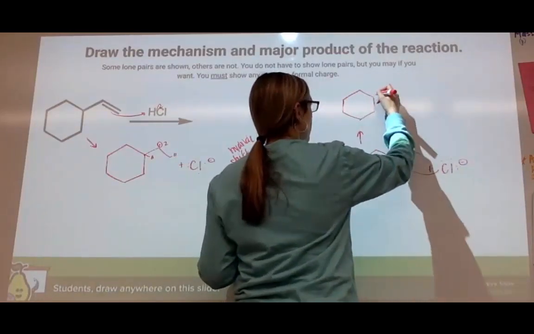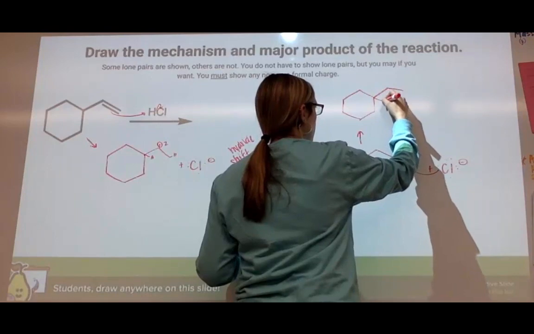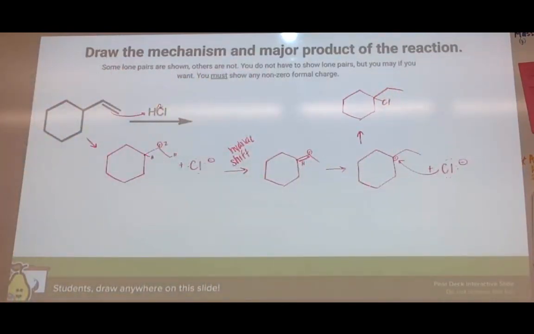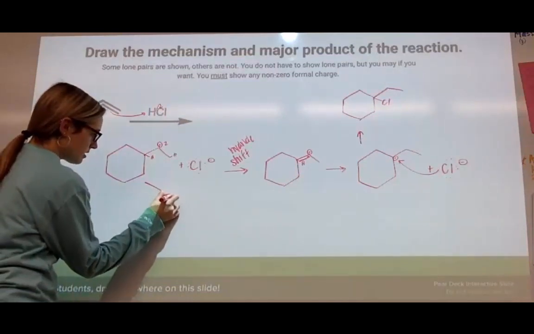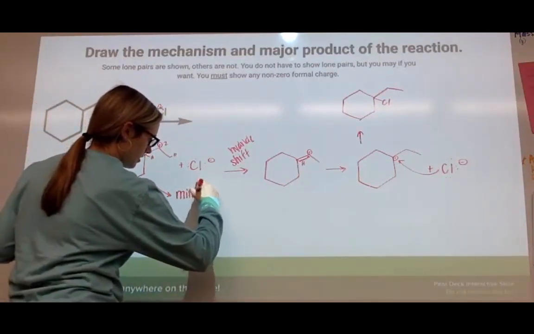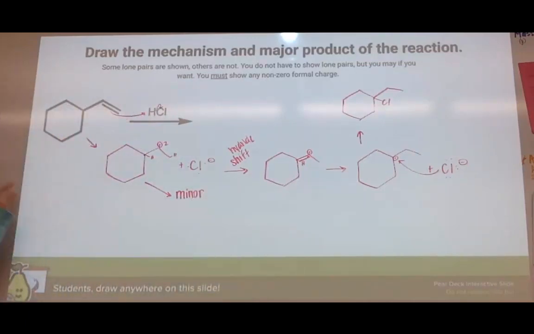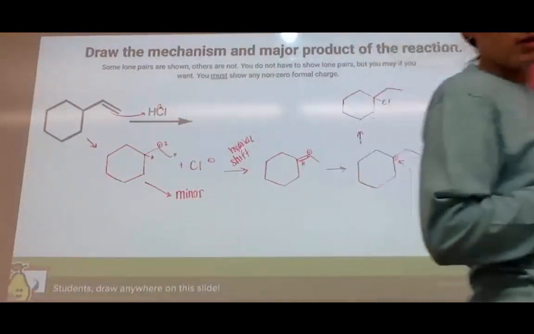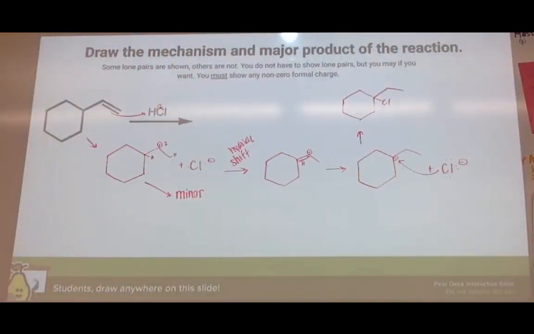So the major product is this. Now if it asked for both, we could go from this secondary carbocation to show the minor product. But since it just asks for the major product, we only have to look at after the rearrangement. But you always need to ask yourself, can we rearrange the carbocation to make it more stable?